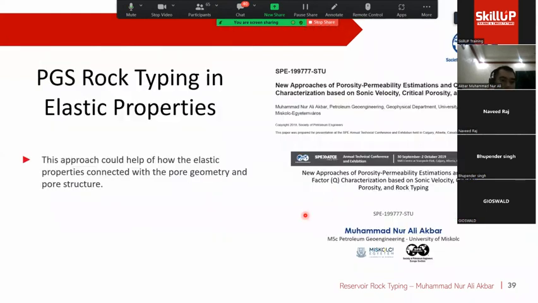Another application is that PGS rock typing also works for characterizing elastic properties. It was published in one of my papers in 2019 in Calgary, Canada. This approach can help show how the elastic properties are connected with the pore geometry and the pore structures, and how we connect them with other parameters related to the P-wave velocity.